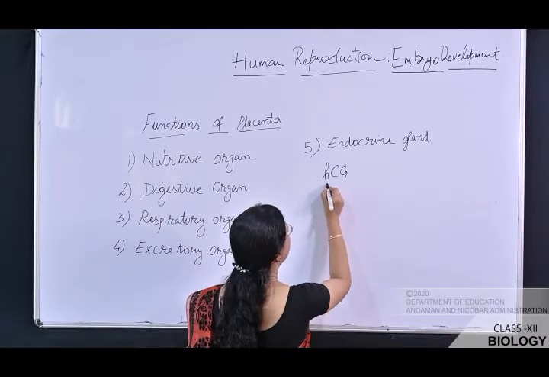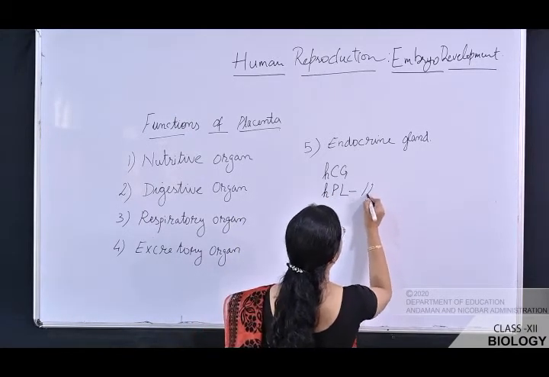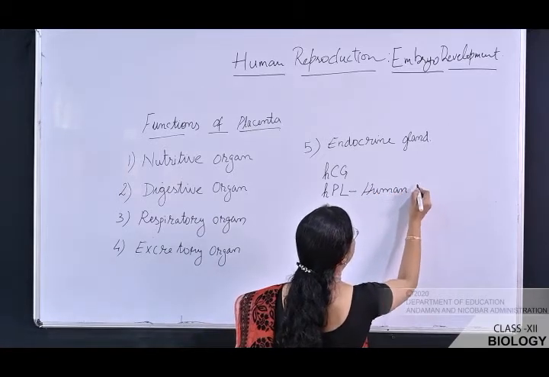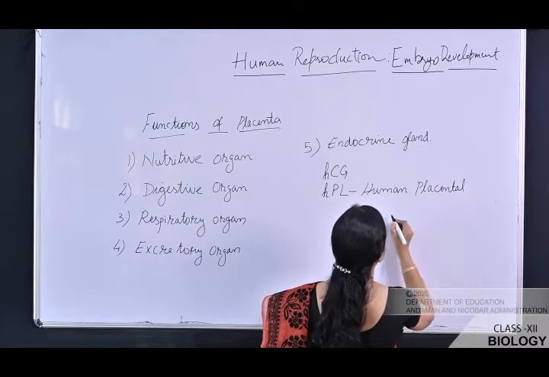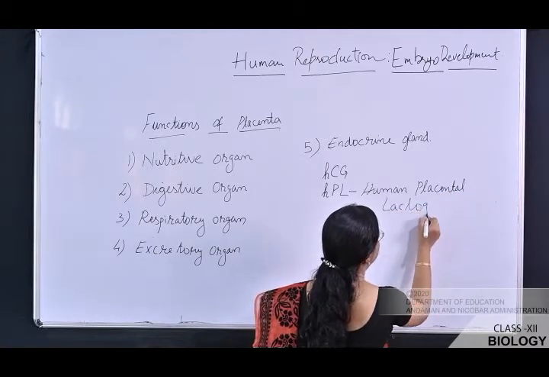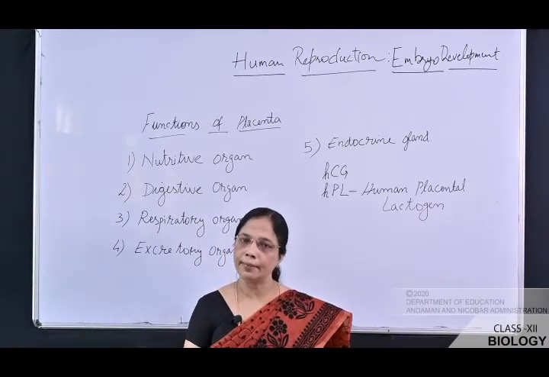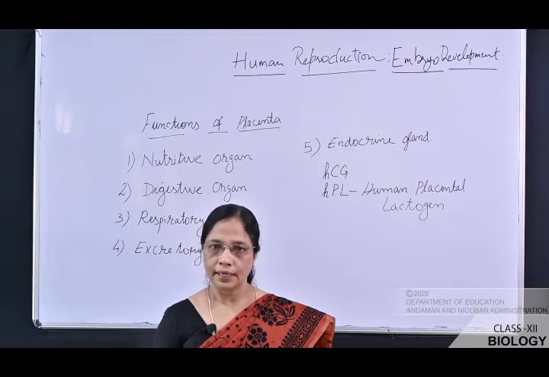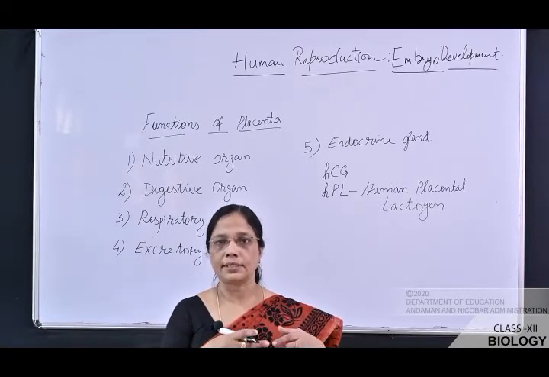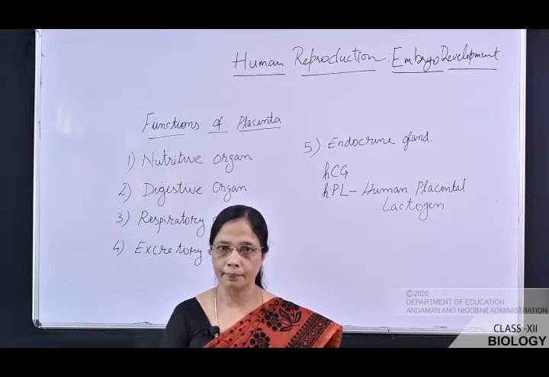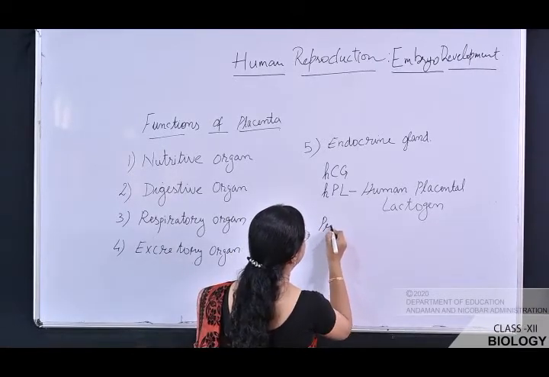Next, it also produces HPL. What is the full form of HPL? Human placental lactogen. This hormone stimulates the mammary gland and develops the mammary gland for the secretion of the milk. Next, it also secretes progesterone.